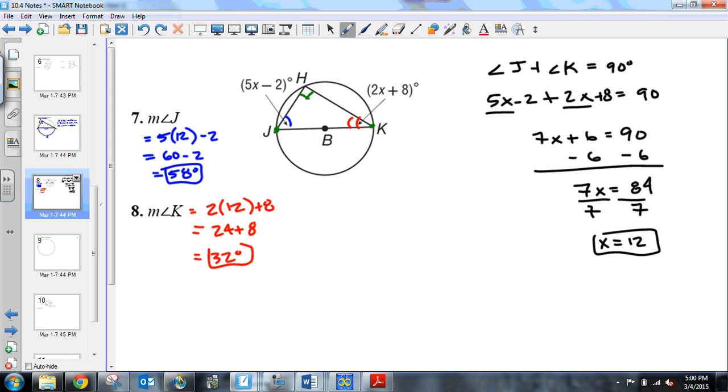So just knowing what the picture tells me, I have to draw some conclusions about that and know that angle H is a right angle and this is a right triangle.